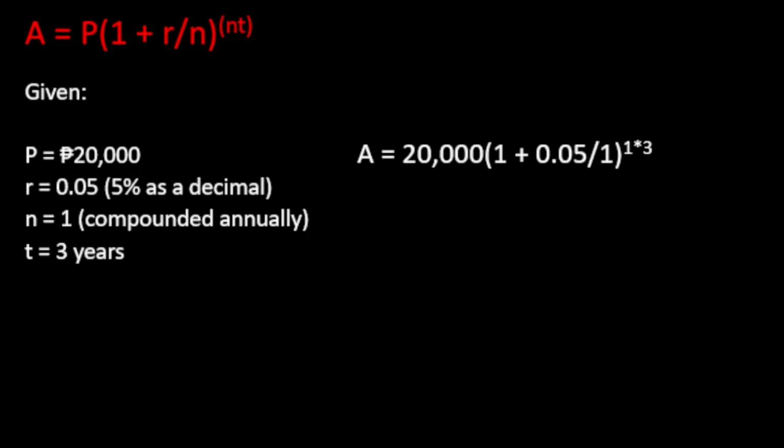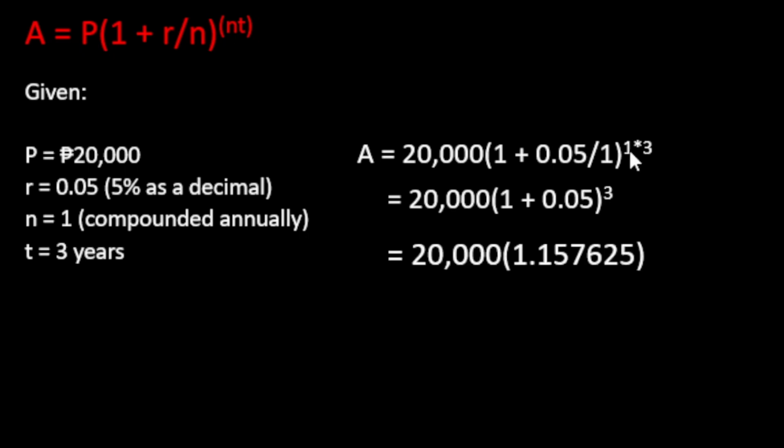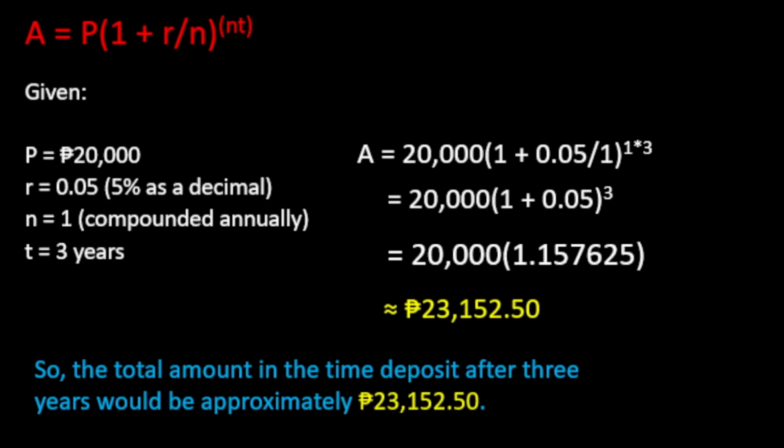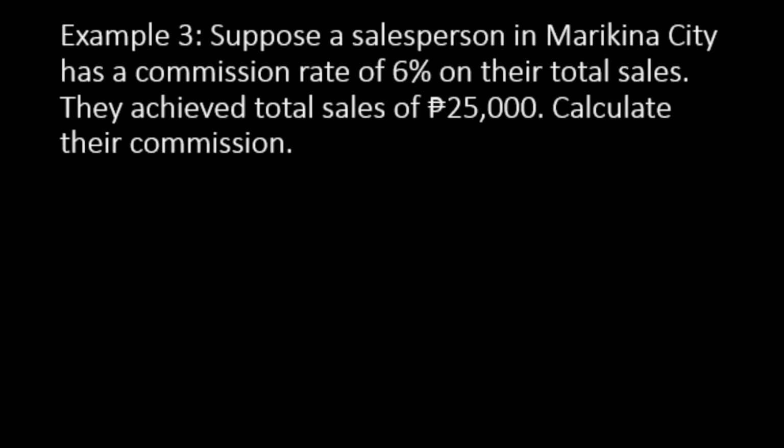A is equal to 20,000 times the quantity of 1 plus 0.05 over 1, raised to the power of 1 times 3. Now 1 times 3 is 3. We just add 1 plus 0.05 in the parentheses, and raised to the power of 3, that's 1.157625. We multiply that by 20,000 pesos. So the total amount in the time deposit after 3 years would be approximately 23,152 pesos and 50 centavos. Now try to answer example number 3.